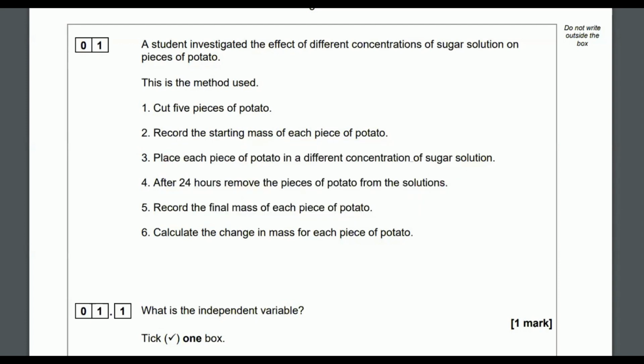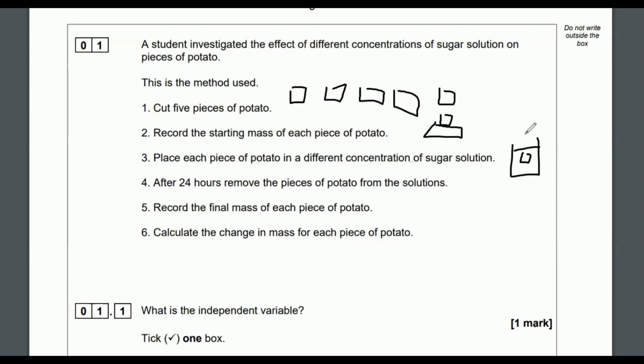A student investigated the effect of different concentrations of sugar solution on pieces of potato. This is the method used. Cut 5 pieces of potato. Record the starting mass of each piece of potato. Place each piece of potato in a different sugar solution. After 24 hours, remove the pieces of potato from the sugar solution, record the final mass of each piece of potato, calculate the change in mass for each piece of potato.